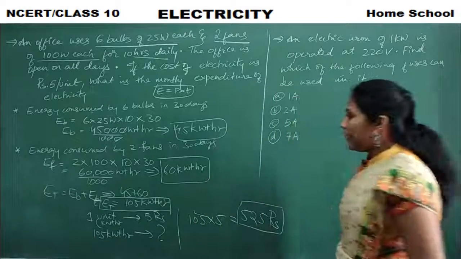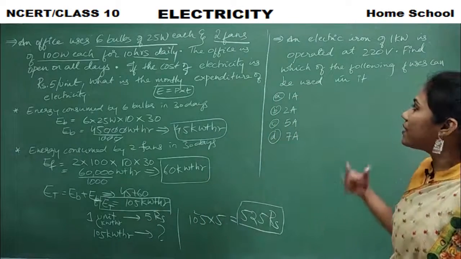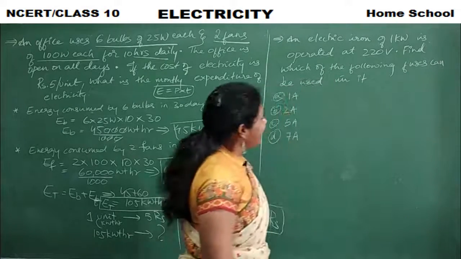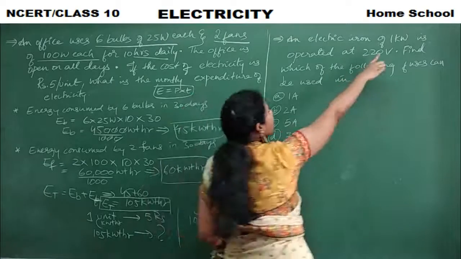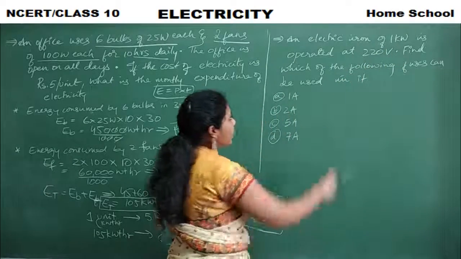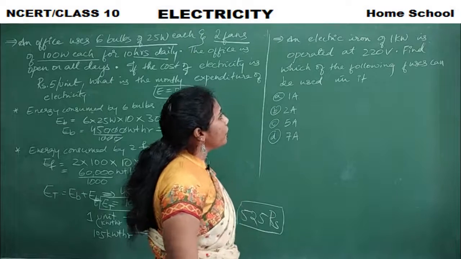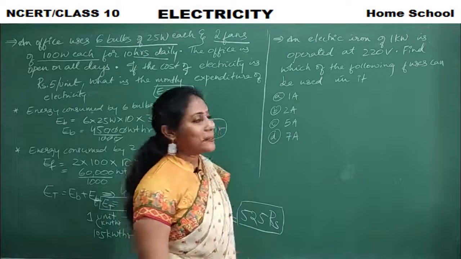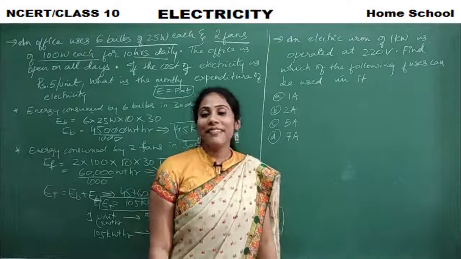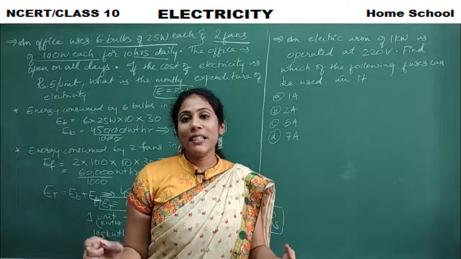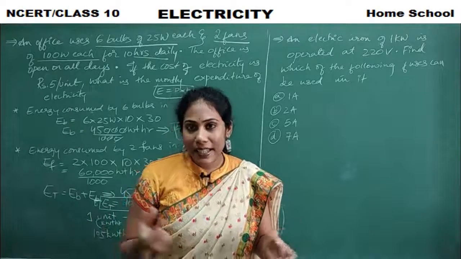Fine. Let us come to a simple problem. See here, an electric iron of 1 kilowatt is operated at 220 volts. Find which of the following fuses can be used in it. Every equipment is connected to a fuse, right? What is a fuse? Fuse actually protects our electrical appliances.